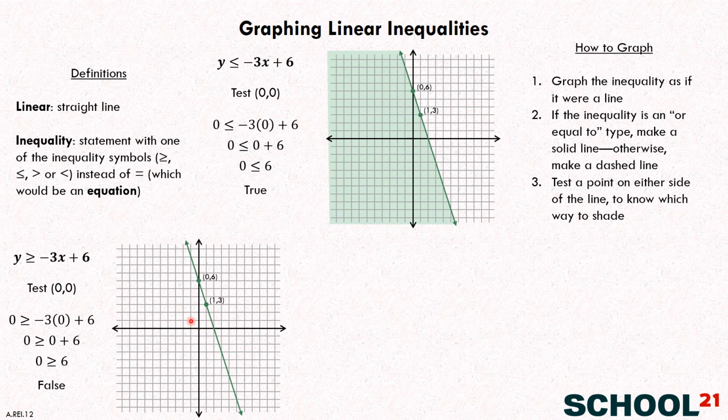So the shaded area is going to be on the other side of the line over here, and so that's what we would shade to graph this inequality. Does that make sense? Okay, great. So now let's do just one other example.